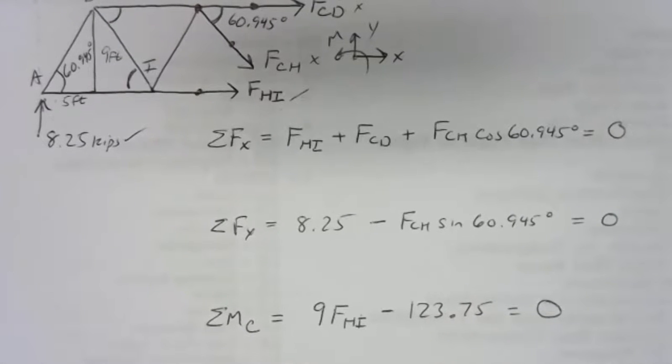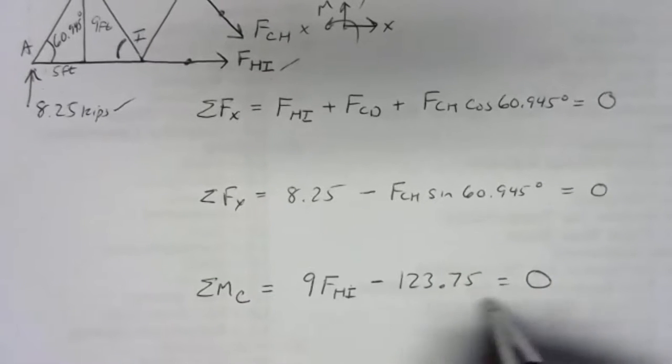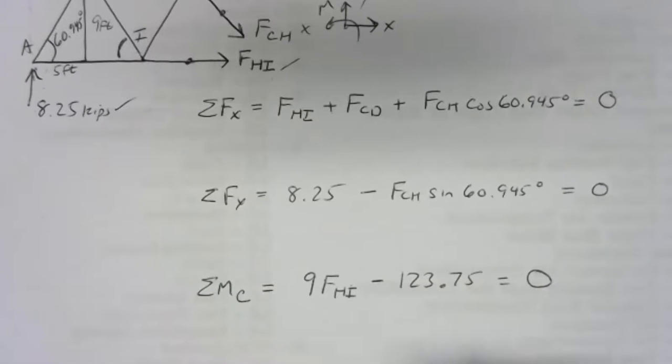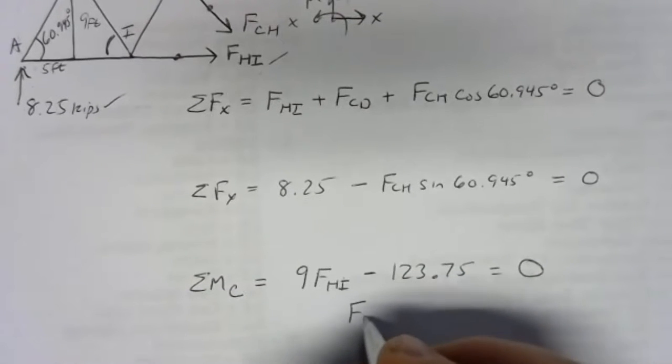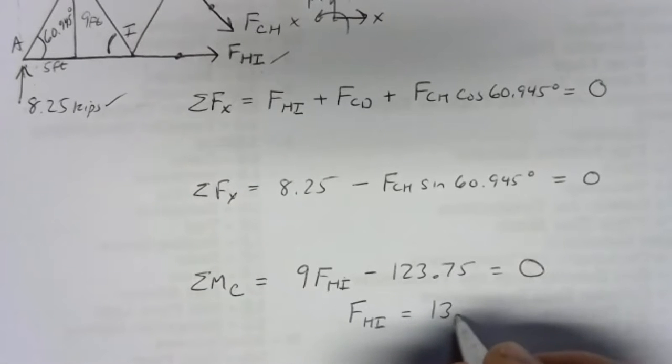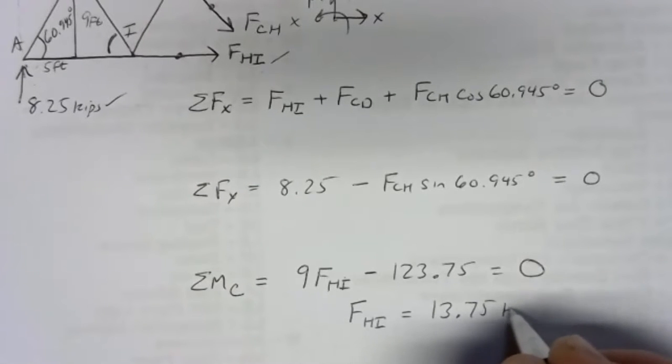Two of them we can solve right away. The other we'll have to plug some things in to solve. So let's start with the moment equation. Pretty easy to solve. Add 123.75 to both sides and divide by 9. And that makes FHI a positive 13.75 kips.